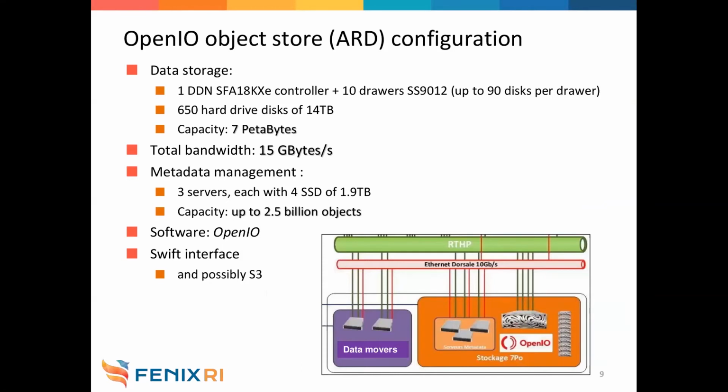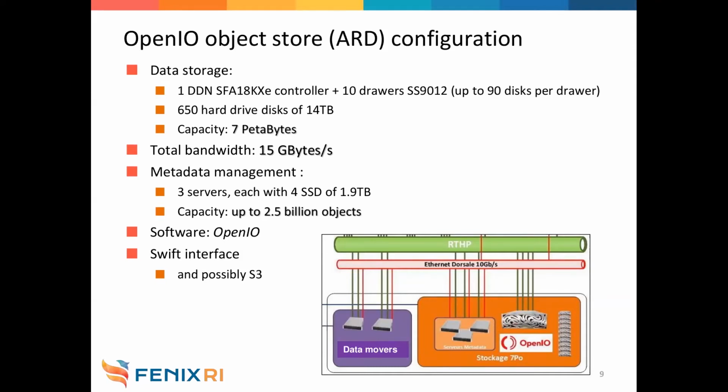The other archival system is an object store of 7 petabytes. It has a lower throughput of 15 gigabytes per second. And in terms of metadata, it can handle up to 2.5 billion objects and provides a Swift interface, possibly S3. If you need an S3 interface, you can request it, and it is possible.